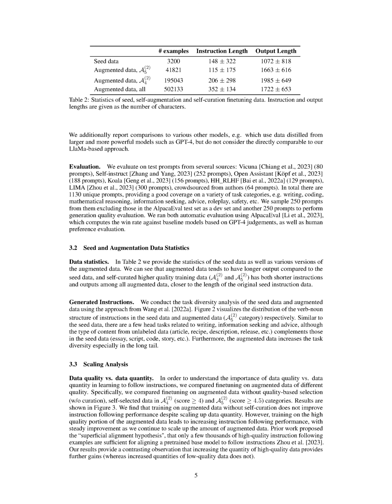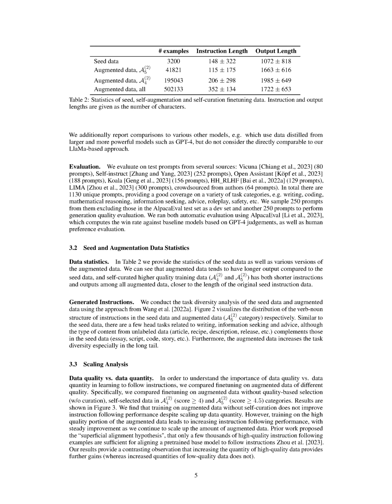We've also conducted a task diversity analysis of the seed data and augmented data. The distribution of the verb-noun structure of instructions in the seed data and augmented data, specifically in the A5-2 category, is visualized in a figure. The augmented data, like the seed data, has a few main tasks related to writing, information seeking, and advice. However, the content type from unlabeled data, such as articles, recipes, descriptions, releases, etc., complements those in the seed data, like essays, scripts, codes, stories, etc. Moreover, the augmented data enhances the task diversity, especially in the long tail.